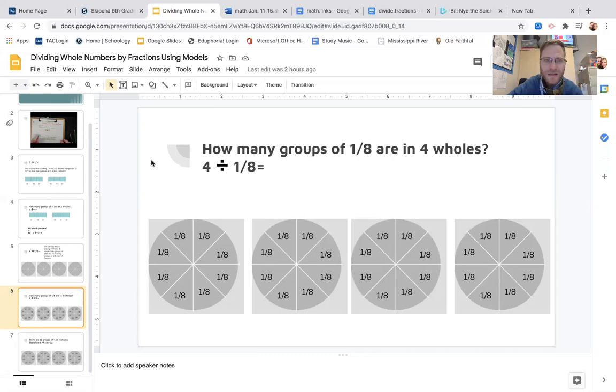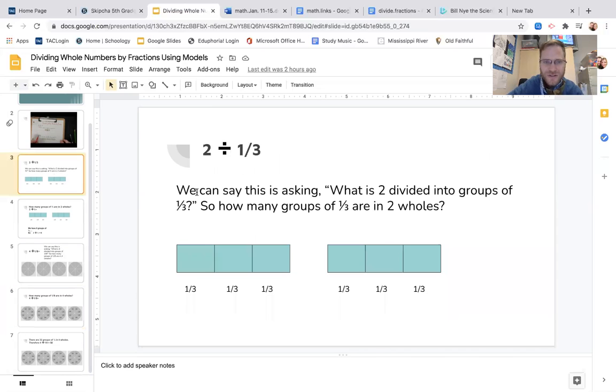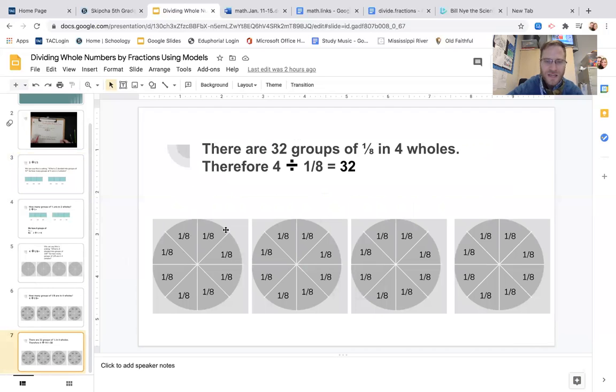So maybe that helps clarify a few things, but I think it is helpful to use this kind of phraseology of what is your dividend divided by the divisor. That is, what is 2 divided into groups of 1/3? So you're thinking, how much is in each group? Well, here it's a third in each group. And then you're thinking how many groups there are. 1, 2, 3, 4, 5, 6. And then here, how many groups of 1/8 were in 4? Well, it's 8, 8, 8, 8. That's 32 groups of 1/8 in 4 wholes. All right.